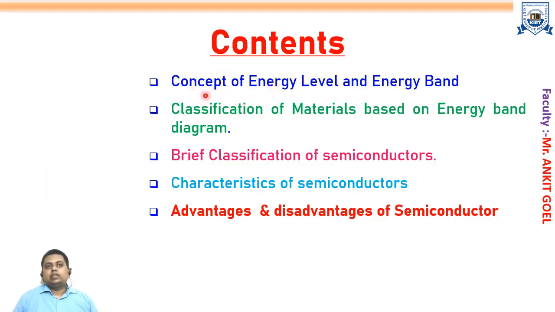We will understand the concept of energy level and energy band. Then, based on this energy band, we will briefly classify the materials or solids. Then we will discuss the classification of the semiconductor, their characteristics, their advantages and disadvantages.